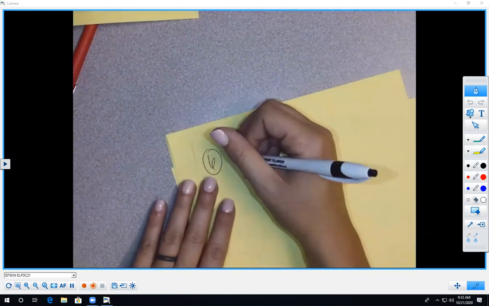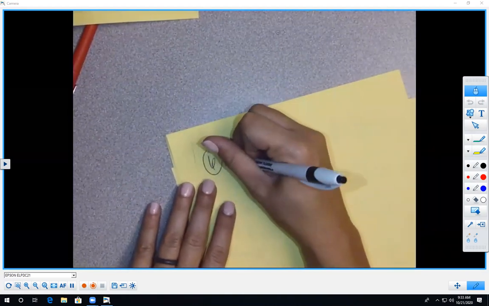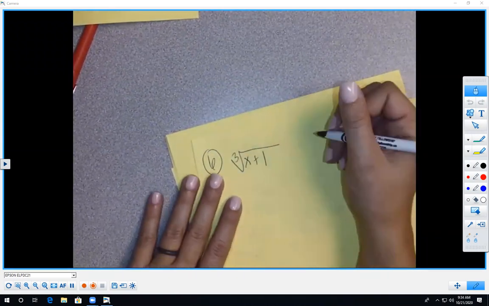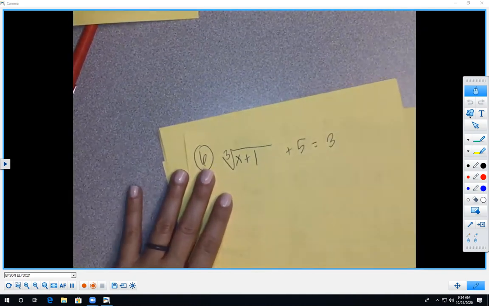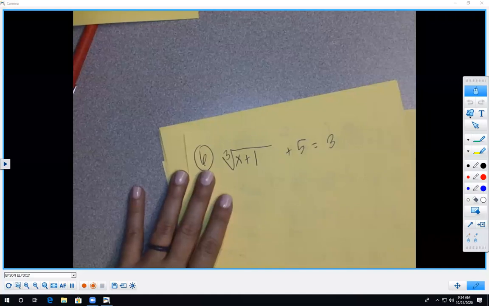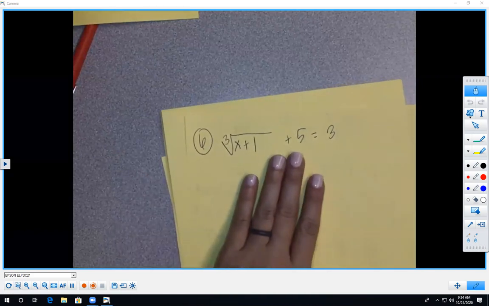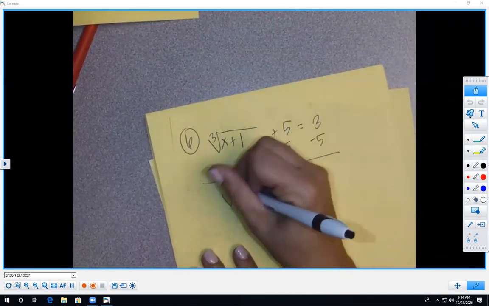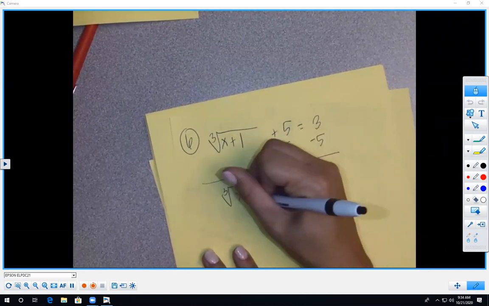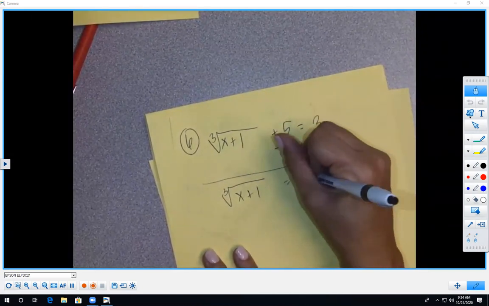Okay, let's look at a cube root problem. Cube roots are just as easy as the square roots one. If I had the cube root of x plus 1 plus 5 equals 3. First step here is to move the 5 over. So I'm going to subtract 5 from both sides. I get the cube root of x plus 1 equals 3 minus 5 is negative 2.